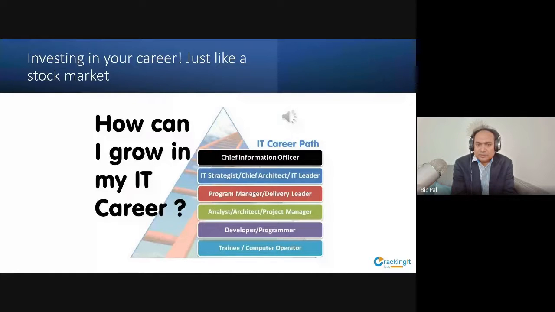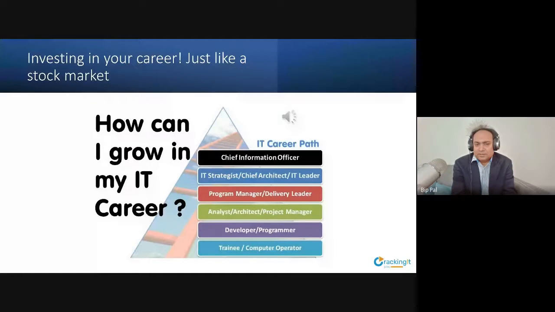So that you grow faster. Now, for any software engineer, most of you will be joining as a trainee computer operator, then you'll graduate as a developer or a programmer. From there, you will rise as a project manager or a team leader. After that, you can be promoted as a delivery manager or a program manager, then an architect, IT leaders, and then some of you will be in the position of chief information officer.